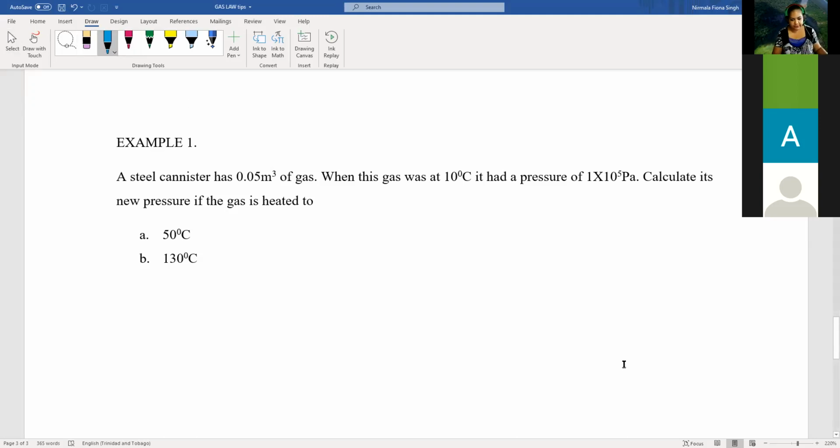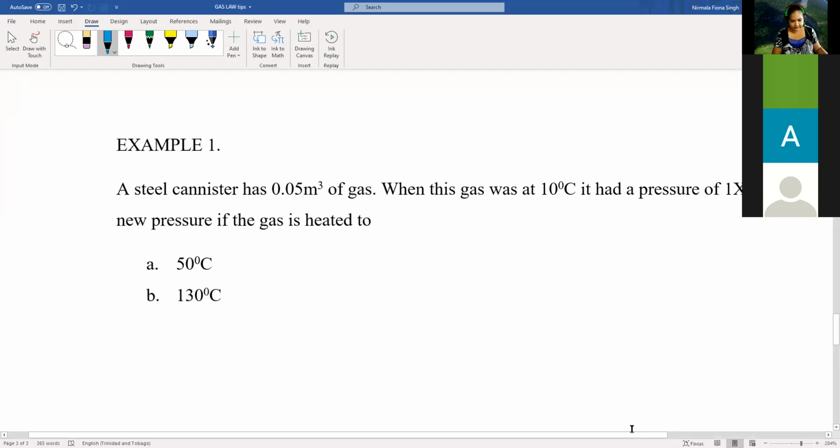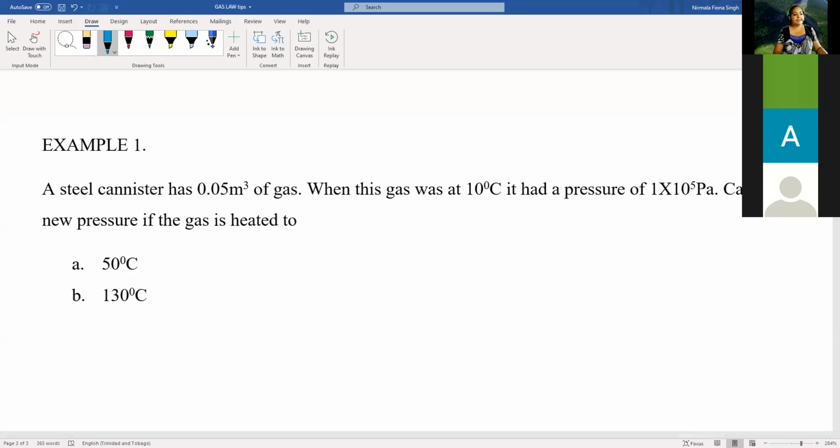All right, so let's read our first question. A steel canister has 0.05 meters cubed of gas. When this gas is at 10 degrees Celsius, it has a pressure of 1 × 10^5 pascals. Calculate its new pressure if the gas is heated to A, 50 degrees Celsius, and B, 130 degrees Celsius. So, very first thing before we do anything in our questions, we write down P1, V1, T1, and then we're going to put P2, V2, T2.